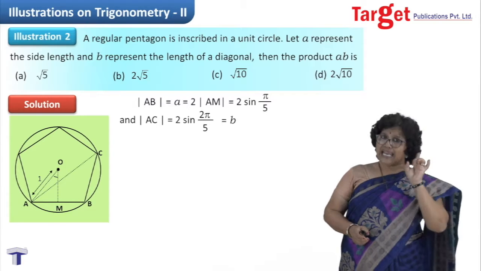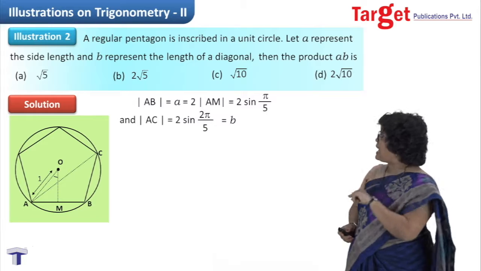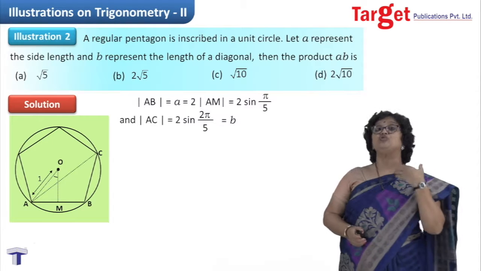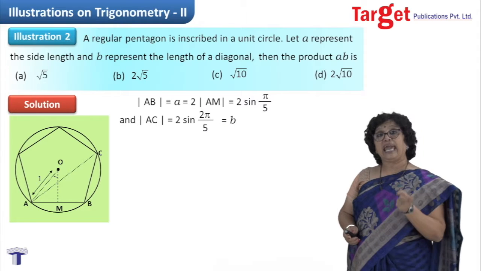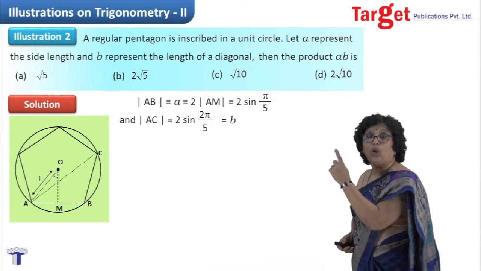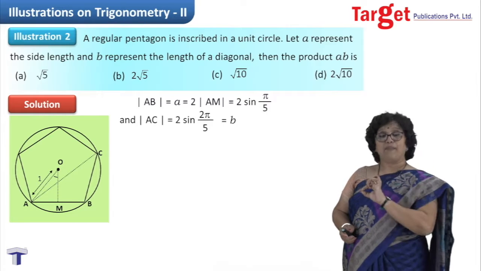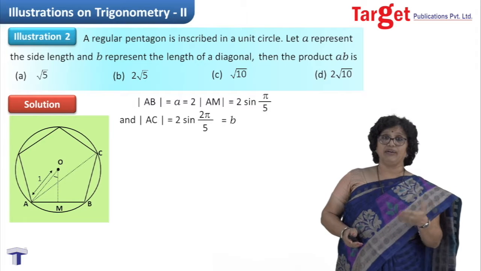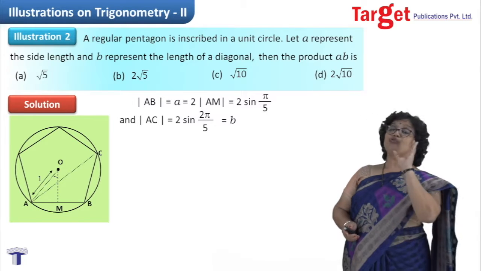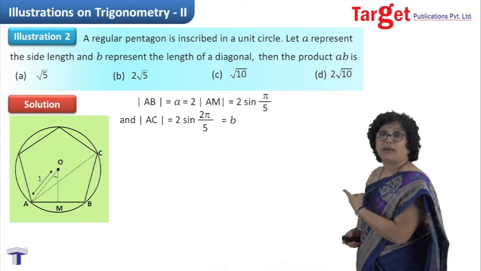Now AM, can it be written as sine pi by 5? Because AB would subtend angle at the center as 2 pi by 5 and half of that is required in triangle AM, and if I call center as O, then in triangle AMO, angle AOM would be pi by 5 and hence AM is sine pi by 5 because radius is 1. So from there I have found length AB. It is 2 sine pi by 5.